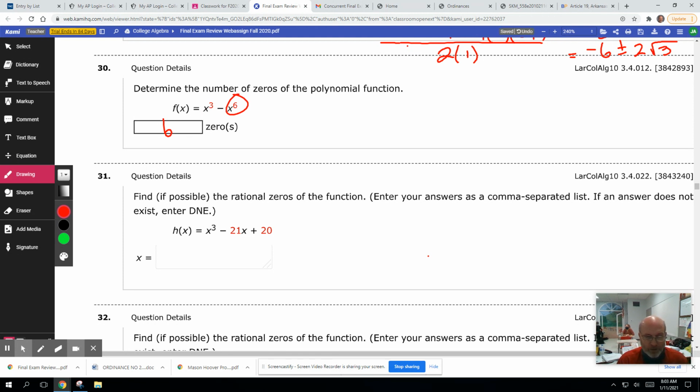The next question, 31, says find the rational zeros. Rational numbers are any numbers that can be written as a fraction where the numerator and denominator are both integers. It says enter your answers as a comma separated list. If an answer does not exist, enter D, N, E.